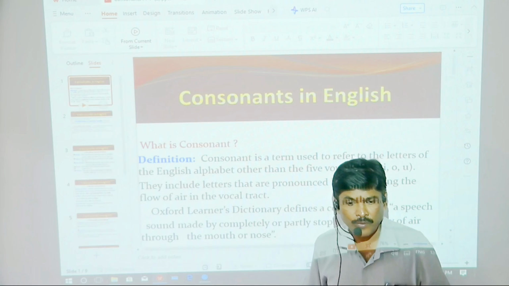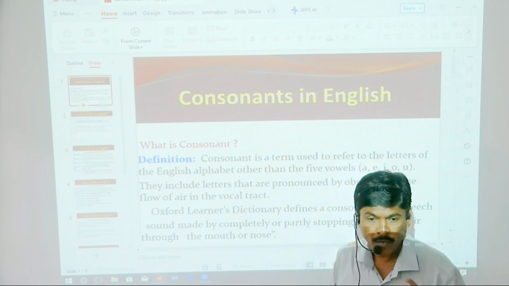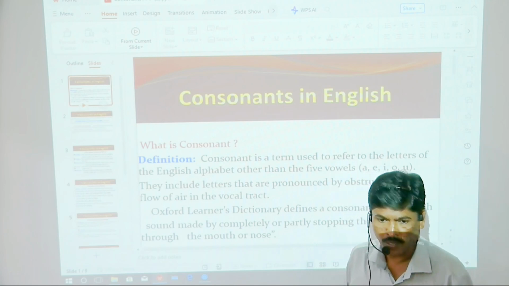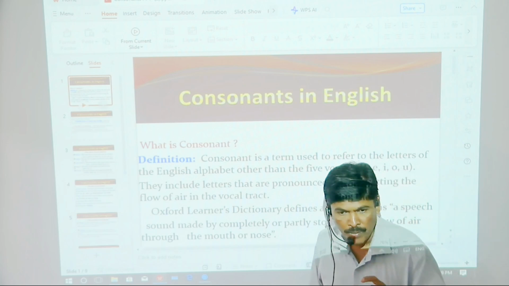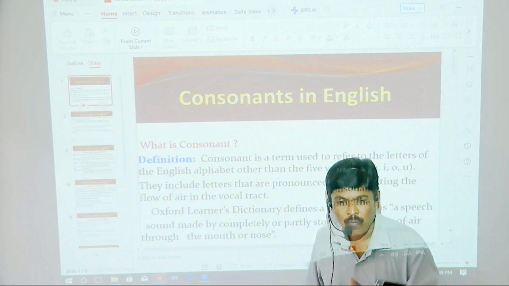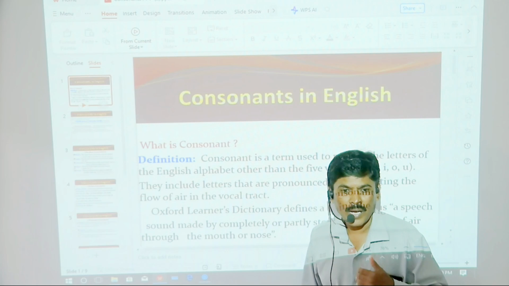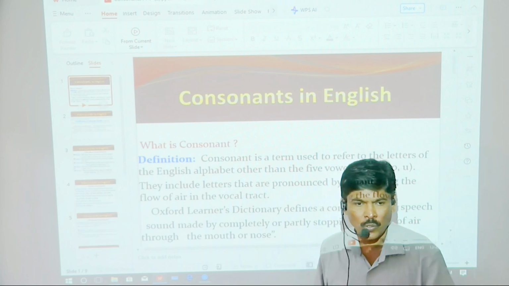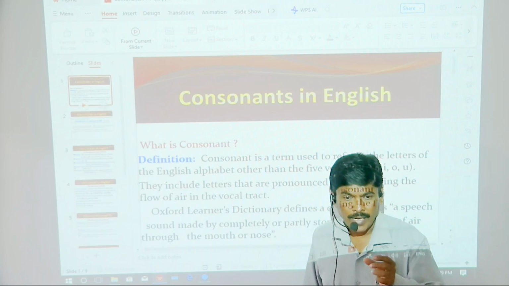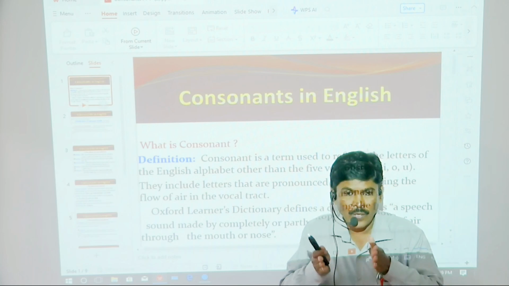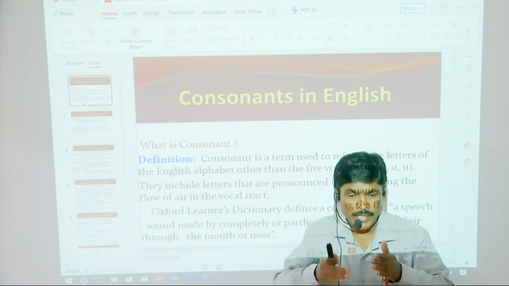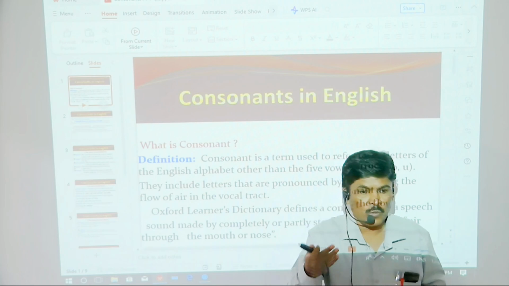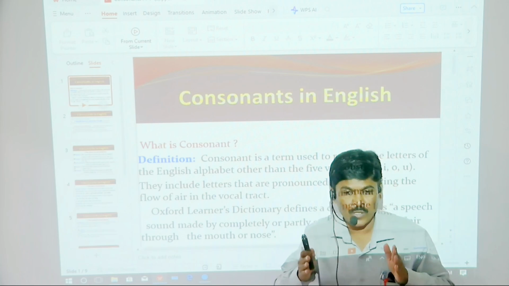In the previous video we have seen what is meant by vowel. Vowel means the air from the lungs comes and goes out of the mouth cavity. At that time the air does not have any kind of obstacle. Directly the air passes out of the mouth cavity. That time vowel sound is produced.